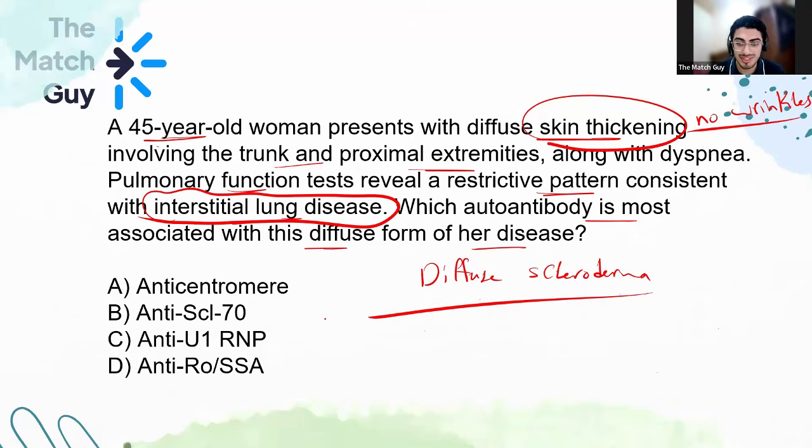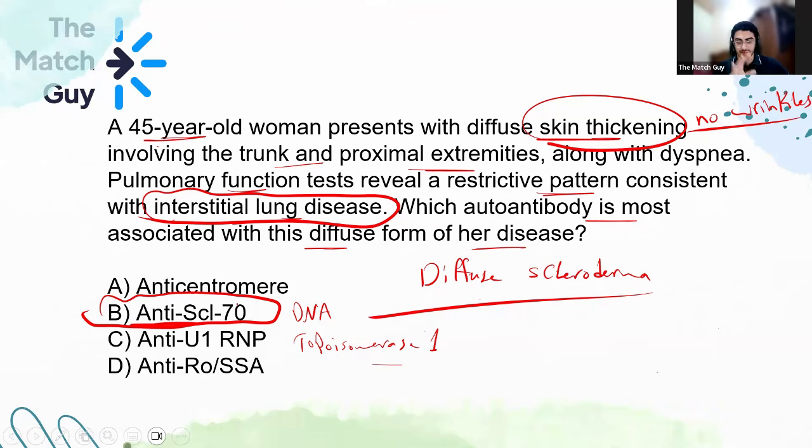And what is the autoantibody specific for diffuse scleroderma? Anti-scleroderma 70. Okay, anti-scleroderma 70. Its other name is anti-DNA topoisomerase 1. Okay, so that sometimes he might use this name.